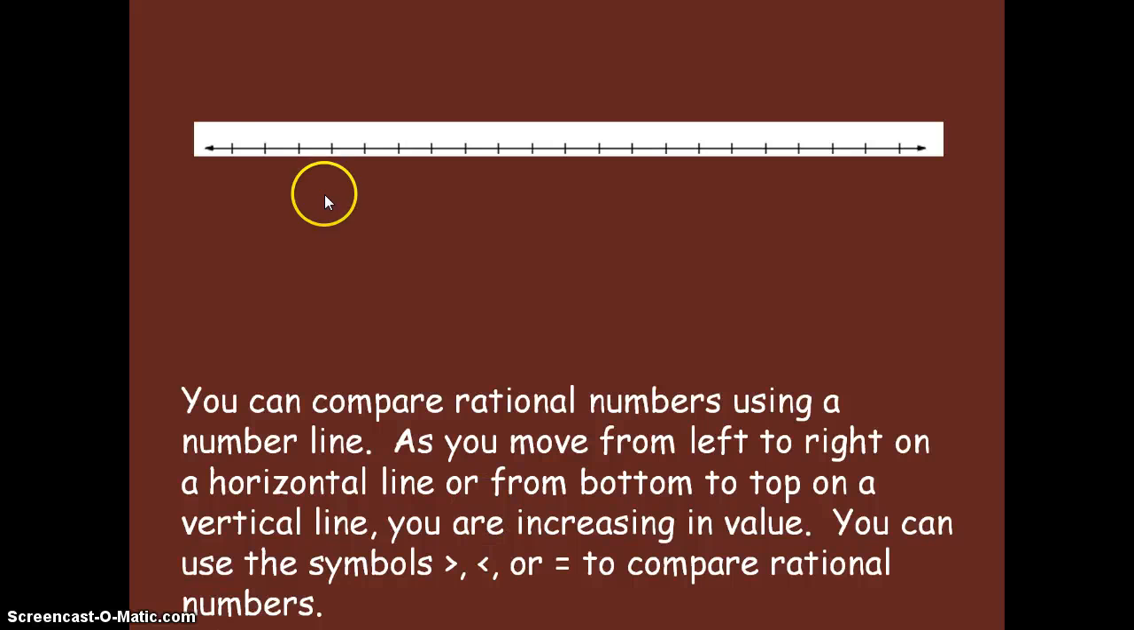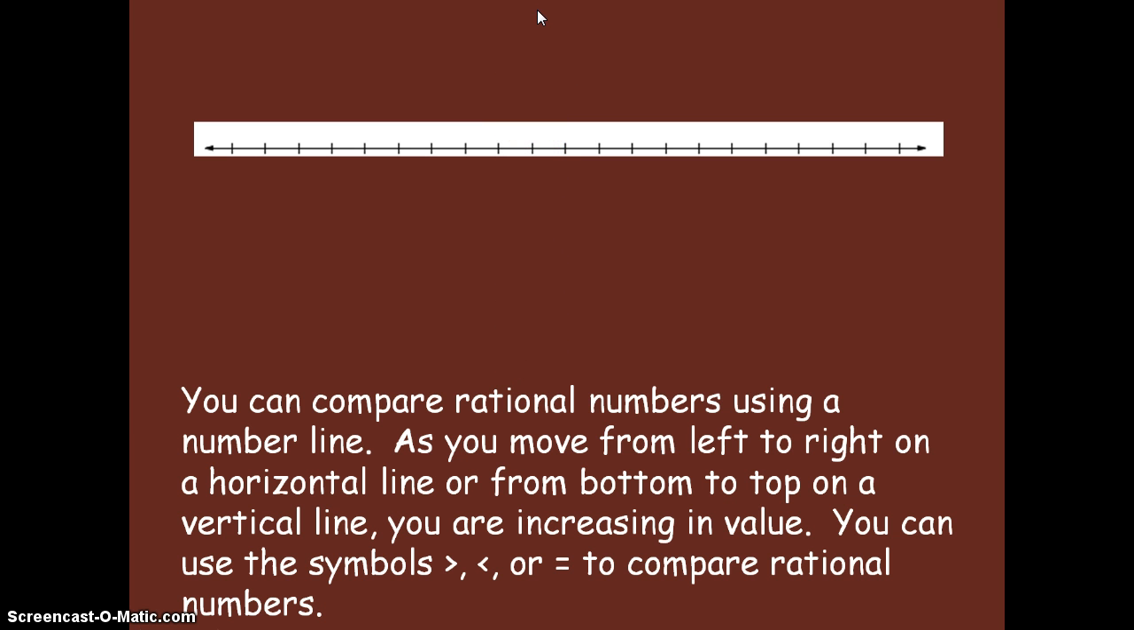Now, here we have a number line, and you can compare rational numbers using the number line as you move from left to right on a horizontal line. Here we have a horizontal line, and this would be left, of course, and this would be right. And as we go from left to right, our value increases. Now, on a vertical number line, one that would be like a y-axis if this were a coordinate plane, as we go from bottom towards the top, we increase in value.